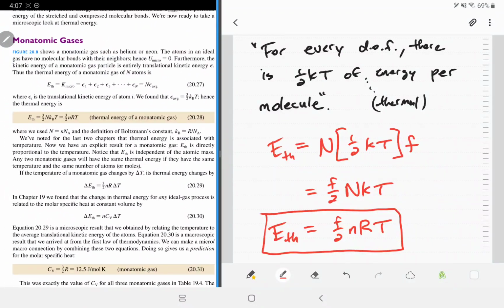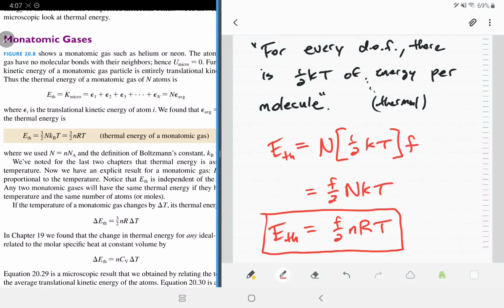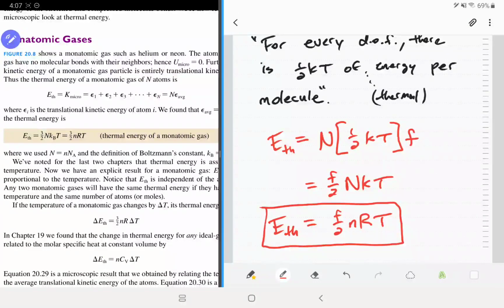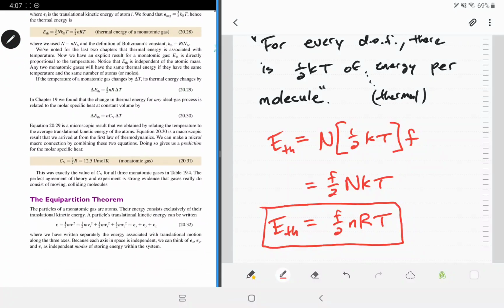And so right here, the first equation that your book says is E thermal is 3/2 nRT for a monoatomic gas. So you can see that this is just a special case of our more general result, that the thermal energy is F over 2 nRT, and they just went ahead and plugged in F equals 3 for a monoatomic gas. But you can see how general this result on the right is.